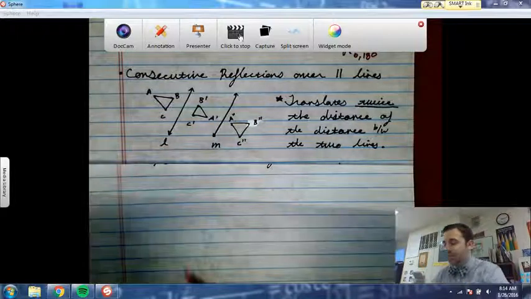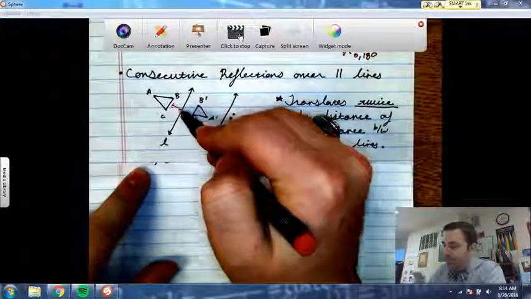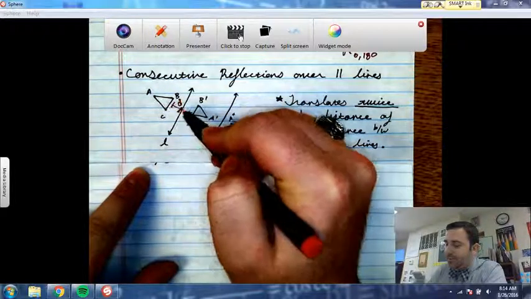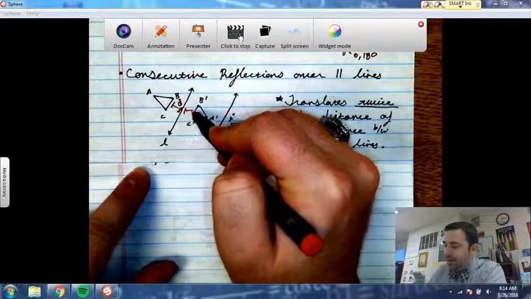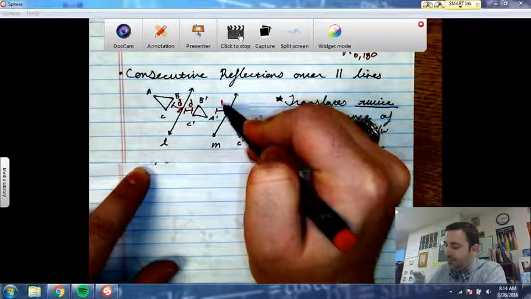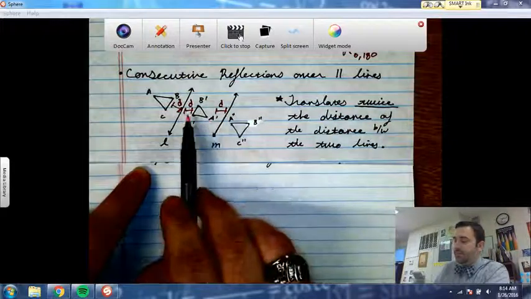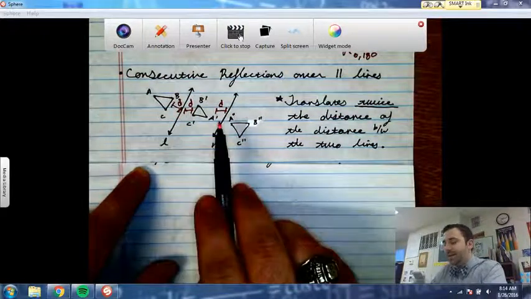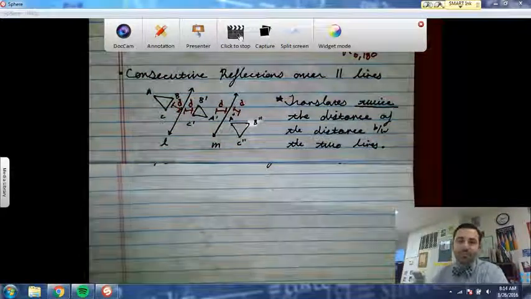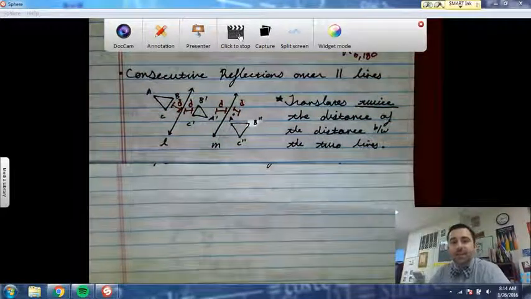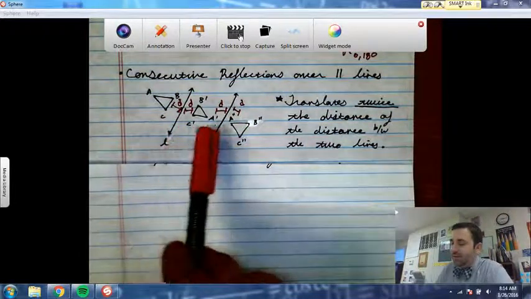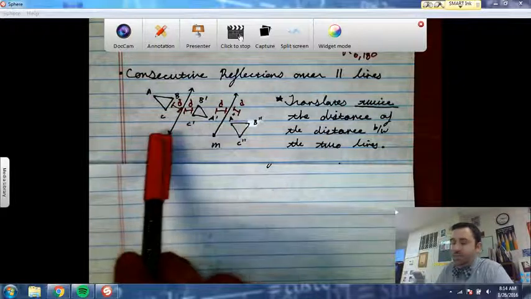So if you think about it, what we know about reflections is that if I go a distance d from the pre-image to the line of reflection, I have to travel a distance d again. And if I go the same distance d, I'm reflecting over the next line with the distance d. And so essentially what's happening is I'm translating twice the distance between these two lines of reflection.